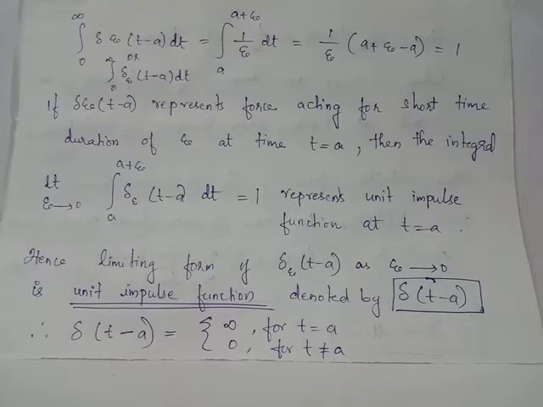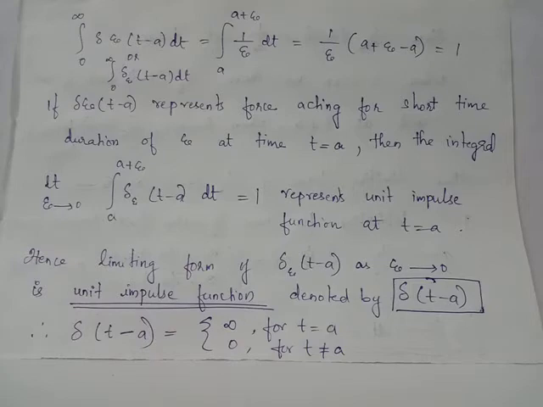So we obtain the integral a to a plus epsilon 1 by epsilon dt. After integration with respect to t, the integral reduces to 1 by epsilon times upper limit a plus epsilon minus lower limit a, which equals 1. This function delta epsilon t minus a actually represents force acting for a short duration epsilon at time t equals a. Then we have the integral, which is the limiting case of delta epsilon t minus a, written as limit epsilon tends to 0 integral a to a plus epsilon delta epsilon t minus a dt equals 1.